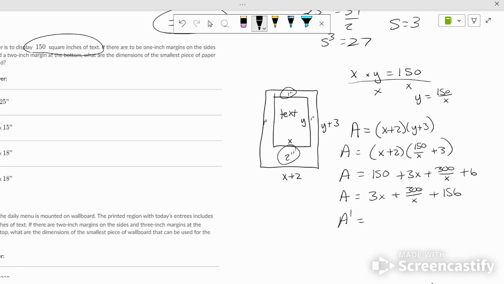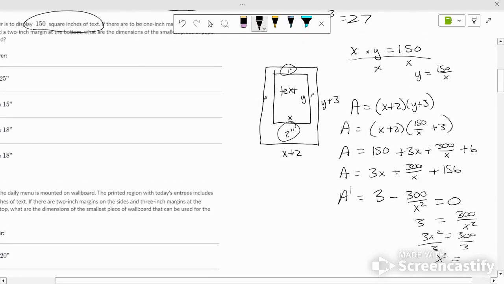What's the first derivative of the area going to equal? 3 plus a negative 300 over X squared. So it equals 0. 3 equals 300 over X squared. 3X squared equals 300. Divide by 3. X squared equals 100. X equals 10.